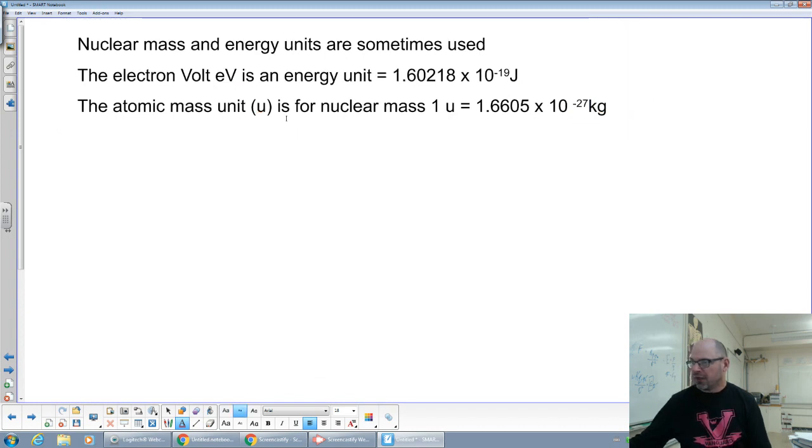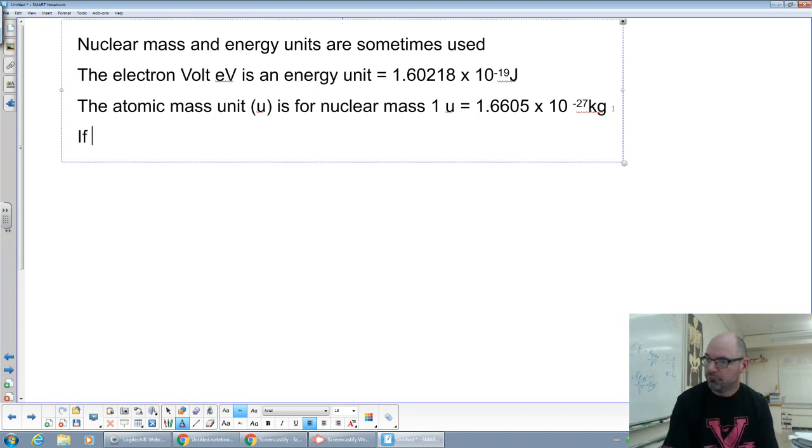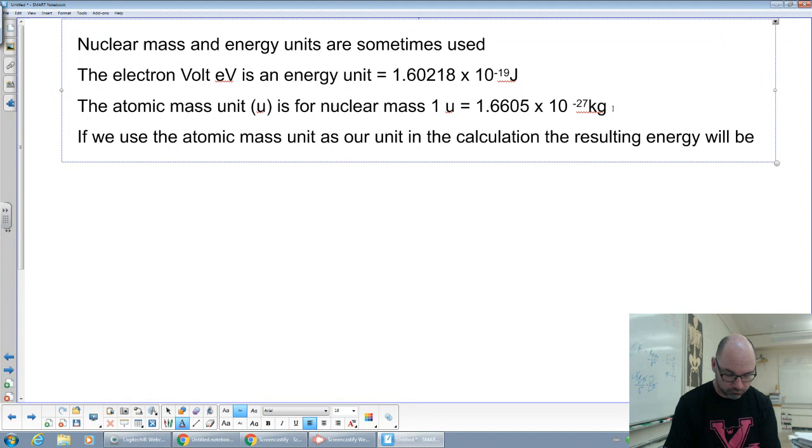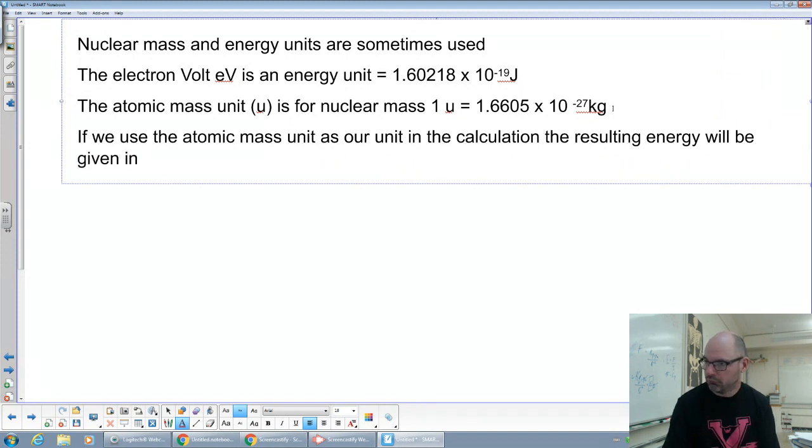So we could actually use these. If we use the atomic mass unit as our unit in our calculations, the resulting energy will be given in electron volts. That's the conversion that we use.